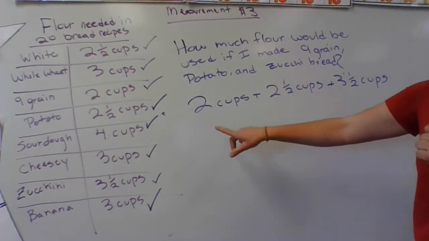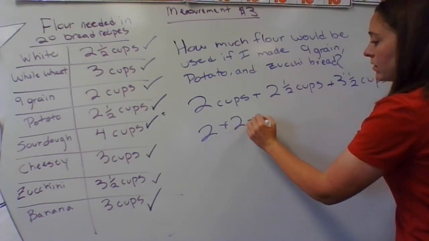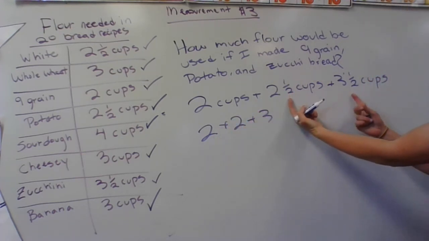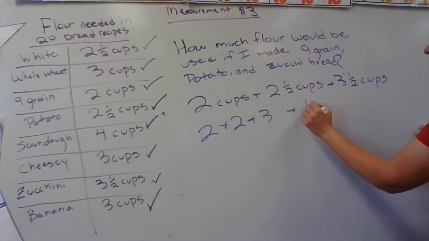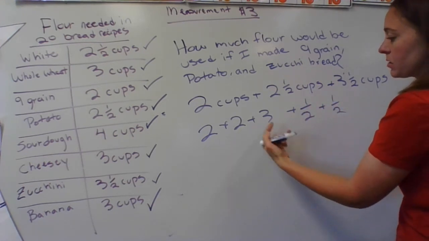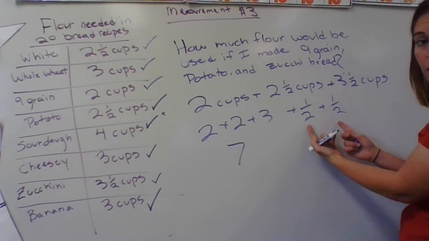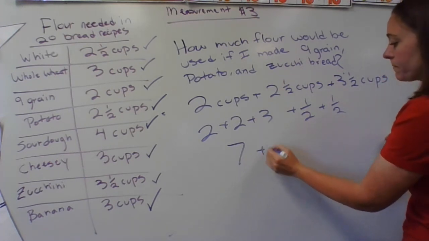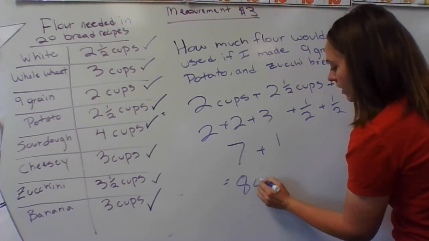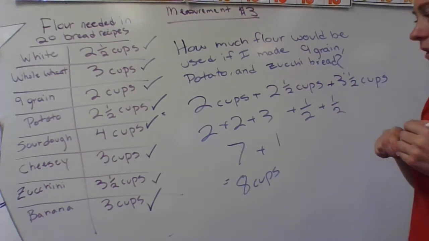I'm going to add up my whole numbers, 2 plus 2 plus 3. And then I'll add up the fractions. 2 plus 2 is 4, plus 3 makes 7. A half plus a half, they stay common denominators, so I don't have to worry about that, is a whole. So I get a total of 8 cups if I were to make 9 grain, potato, and zucchini bread.